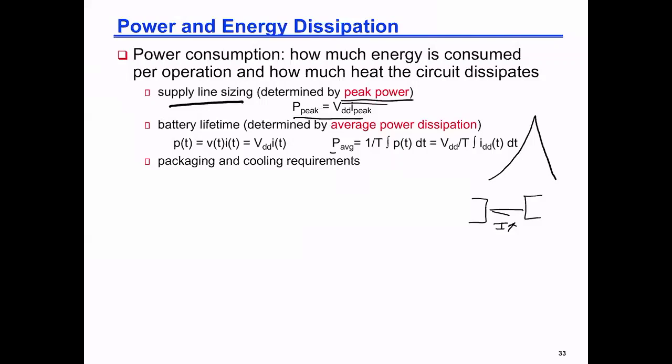The average power, which is 1/T integral of VDD times IDD of T, determines the lifetime of the battery. And in the end, the battery is a reservoir. It has a fixed amount of energy it can deliver, and the average power tells me the lifetime of my battery. And of course, from a power perspective, we care about proper packaging and proper cooling.